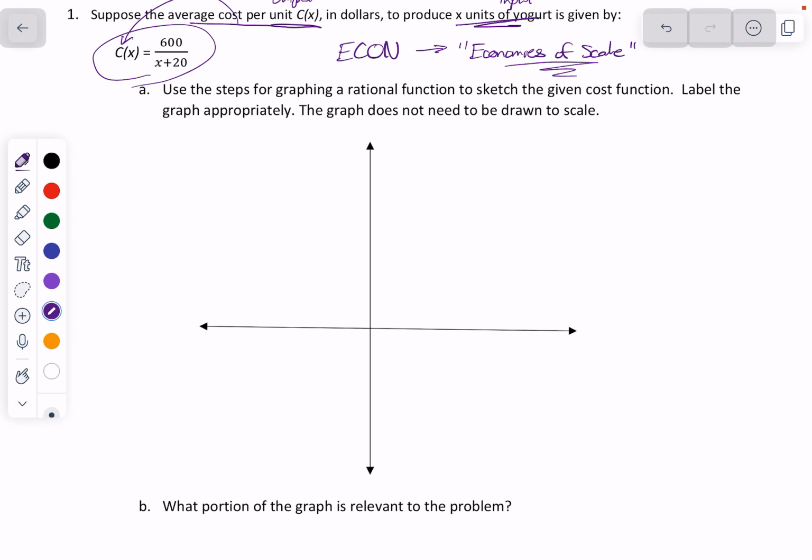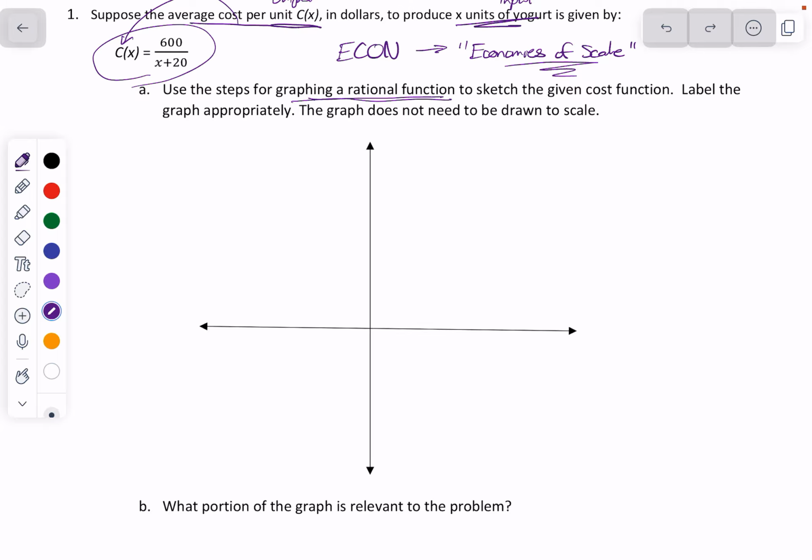So use the steps for graphing a rational function that I've shown you before. It's the same kind of stuff we've been doing in class. Just given the cost function, label the graph appropriately. This is something that some of you just completely forget to do. I noticed on the last test, a lot of you were just throwing points in places but not telling me where they were. We have to make sure we label. The graph does not need to be drawn to scale, so as long as you're labeling where the points are, don't worry about the tick marks being the exact size they're supposed to be.